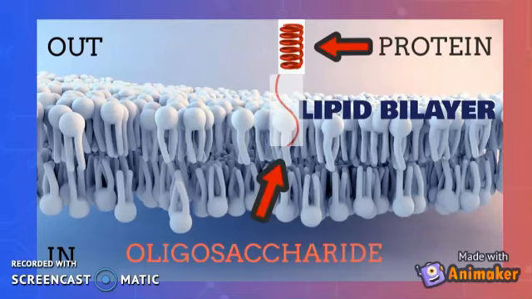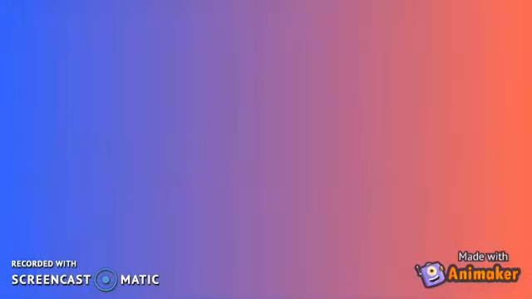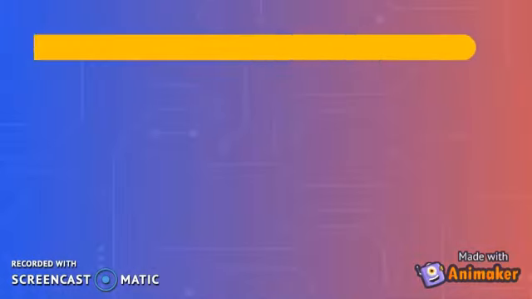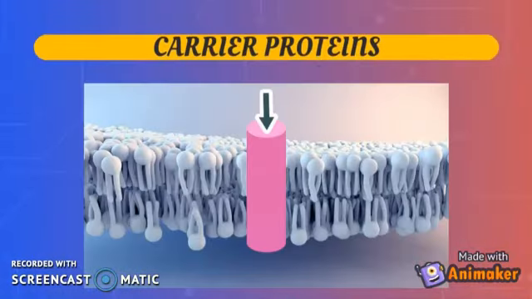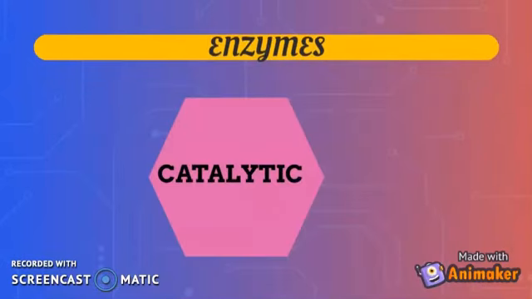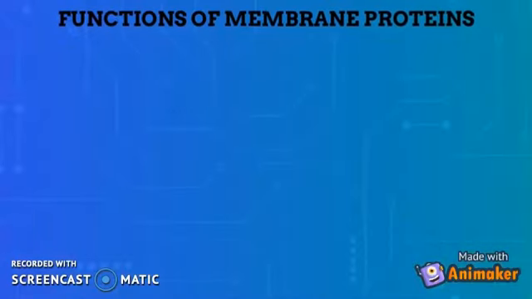Now, let us see about the next class of proteins, which are the carrier proteins. As the name suggests, they form passages through which various substances can pass. Next are the enzymes. These are catalytic in nature and form important components of the membrane. Now, let's have a look at the functions of the membrane proteins.